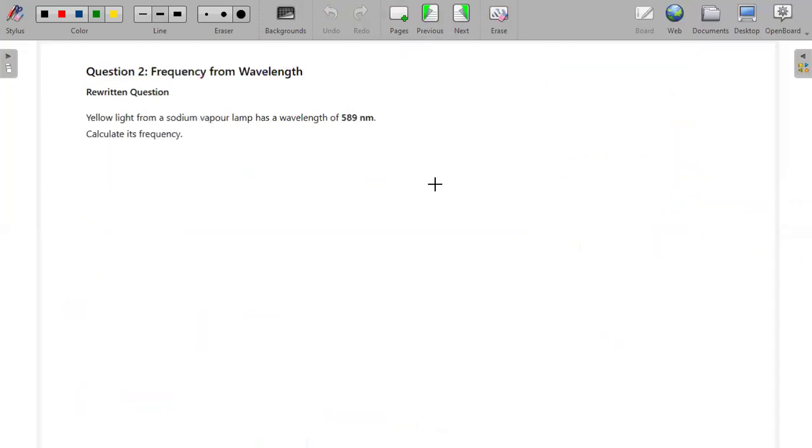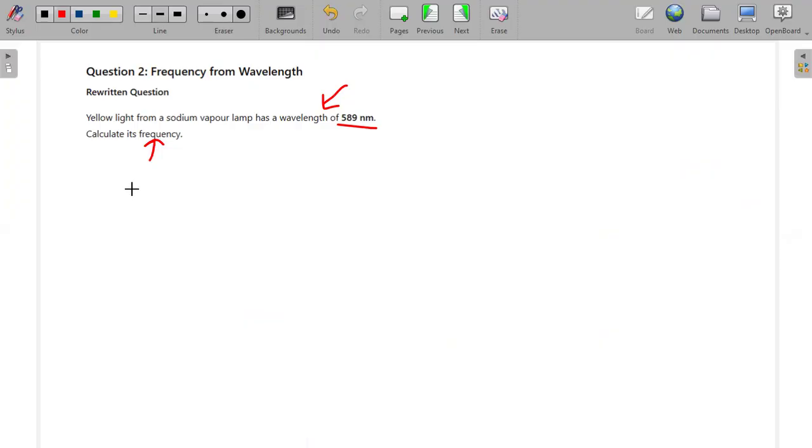So let's look at this very simple question. This one tests your knowledge on the frequency obtained from the wavelength. They're saying yellow light from a sodium vapor lamp has a wavelength of 589 nanometers. Calculate its frequency. Okay, so you notice here they've just given us the wavelength. They're asking us to calculate the frequency. Okay, so how are we going to do that?